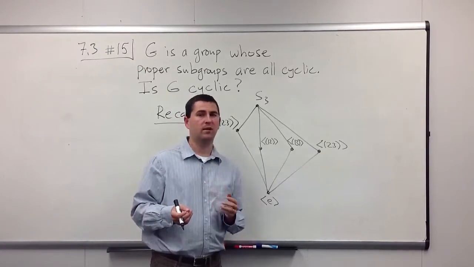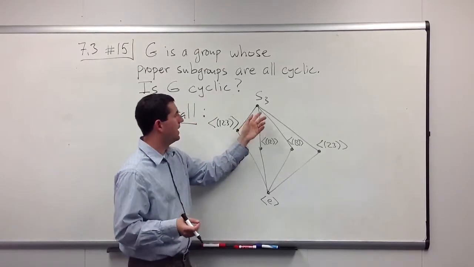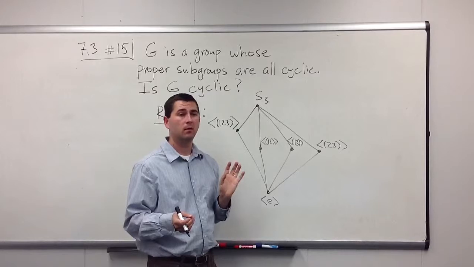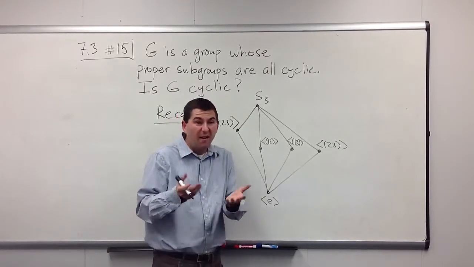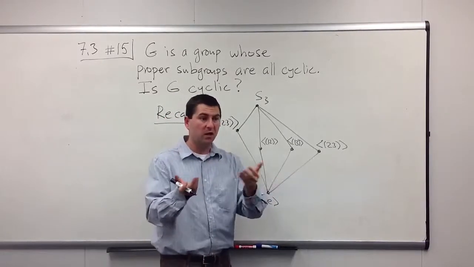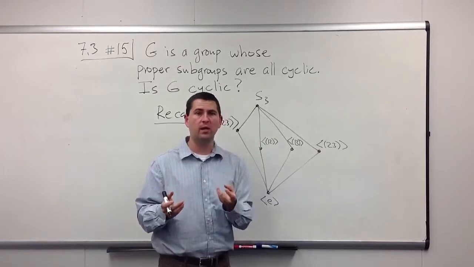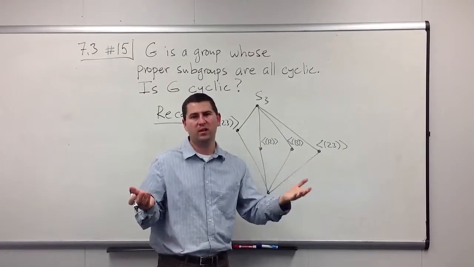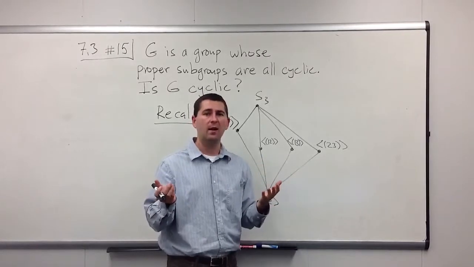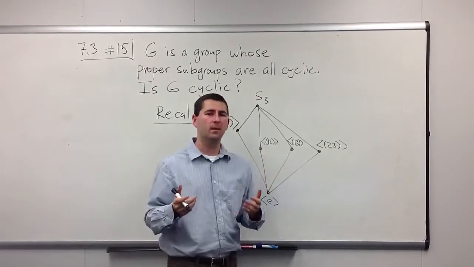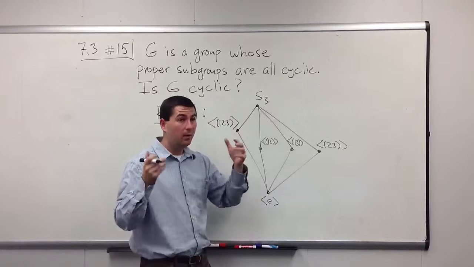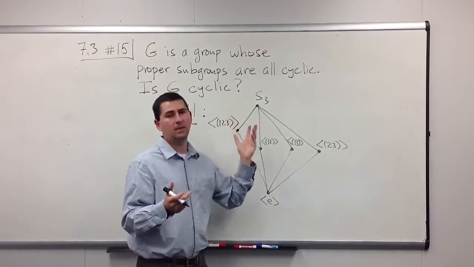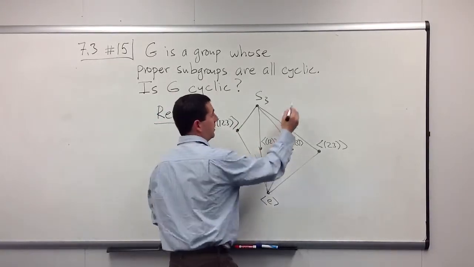A different way to see that would be the following. If S3 was cyclic, then it would be an abelian group, right? Every cyclic group must be abelian. If everything looks like a power of one single element, then x^i times x^j of course equals x^j times x^i. So cyclic groups are always abelian. So if S3 was cyclic, it would have to be abelian. And I claim it's not. Why not? Well, just test it.